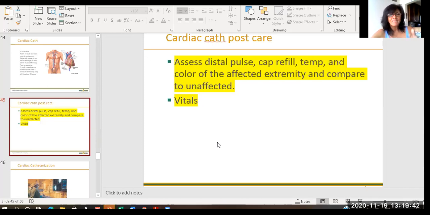So if they had this done on the left side, you assess the right foot. If the right foot feels warm, the left foot should feel warm too. If the right foot is pink or, you know, normal for ethnicity, the left foot should be the same, right? All those things are important because if something goes wrong, we can actually cut off blood flow to the foot, anywhere below where we put that catheter in, right? So it's important to make sure that you're assessing this. And of course, vital signs, right?